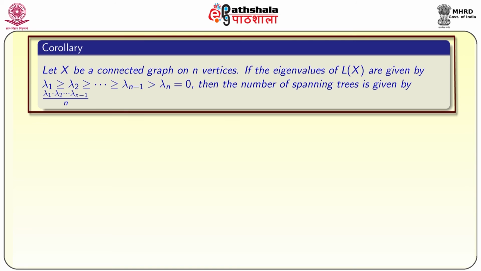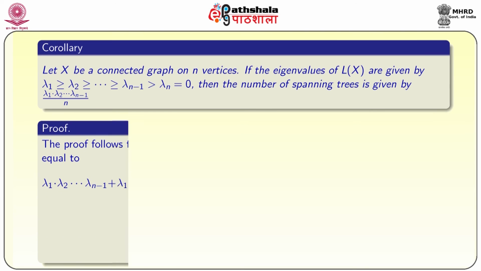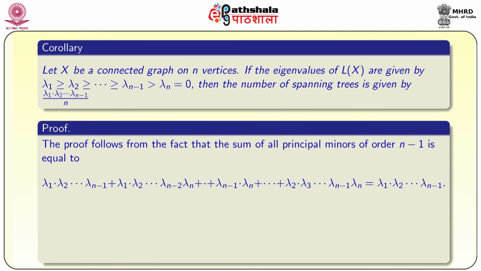Then the number of spanning trees is given by lambda 1 into lambda 2 and so on lambda n minus 1, divided by n. The proof follows from the fact that the sum of all principal minors of order n minus 1 is equal to the sum of products of eigenvalues, since a determinant is equal to the product of eigenvalues. So, taking the sum of all principal minors of order n minus 1, it is easy to verify that it is equal to this. It is equal to lambda 1 into lambda 2 and so on lambda n minus 1 and so on, but we know that lambda n is equal to 0. So only one term in the sum is going to survive, that is lambda 1 into lambda 2 and so on lambda n minus 1.